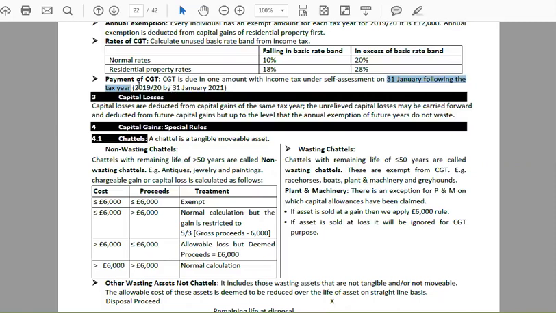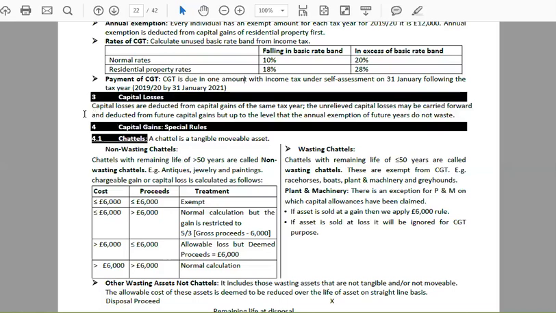The deadline to pay the capital gains tax is 31st January after the end of the tax year. For example, if we are considering the 1920 tax year, it will end on 5th April 2020, and the deadline to pay the tax is 31st January 2021. So we have learned how to deal with the capital losses.